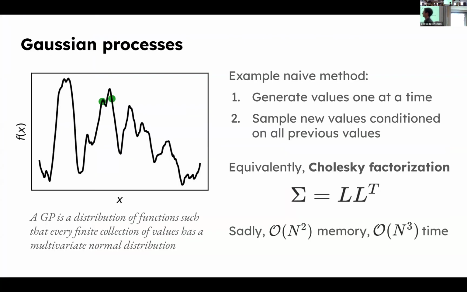What's a Gaussian process? A Gaussian process, GP, is a distribution of functions, so every finite collection of values has a multivariate normal distribution. Basically, this black line is a draw from a Gaussian process. If you took a bunch of draws and looked at the values at those two green dots, they would have a joint Gaussian distribution with some covariance.